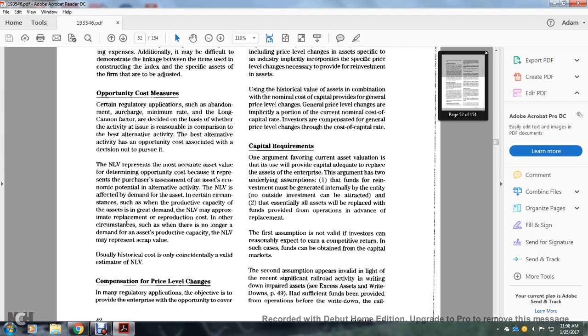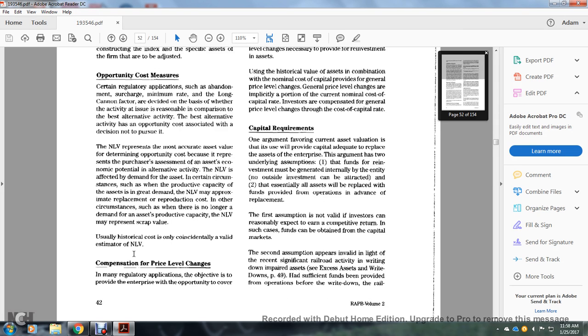Net liquid value is effectively determined by the asset's certain circumstances of the productive capacity, assessed with the great demand of the net liquid value, approximately replacement or reproduction cost. In other circumstances, such as where there is no other demand for the asset's productive capacity, net liquid value may represent the scrap value. Usually, historical cost is not a valid estimator of the net liquid value.